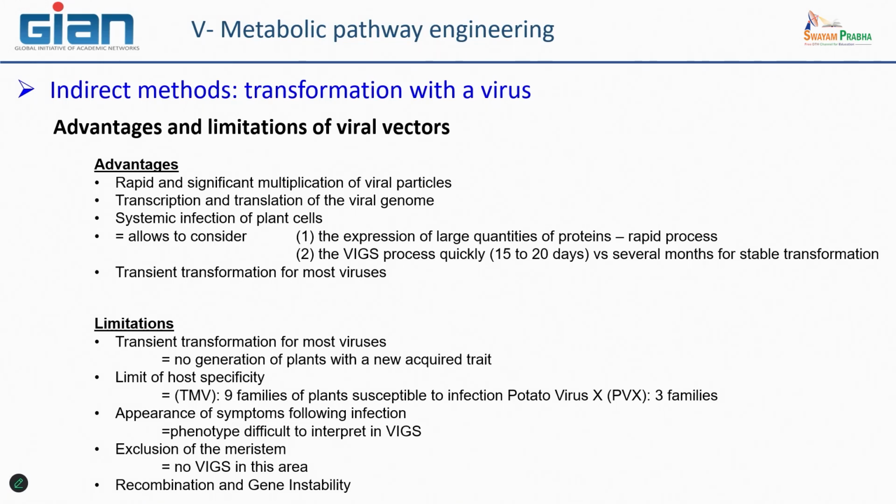A limitation is that the transformation is transient for most viruses; there is no plant regeneration afterwards. So if you want to stabilize this type of modification in plants, you need to come back to the agrobacterium process in order to generate plant transformation. Viruses are quite specific to several species of plants. So sometimes you can't use whatever virus on whatever plants. You need to find a pair.